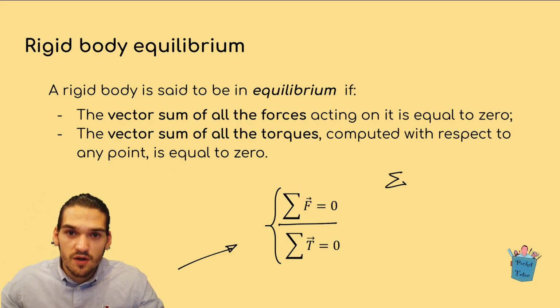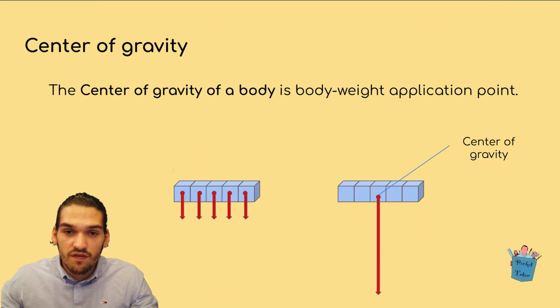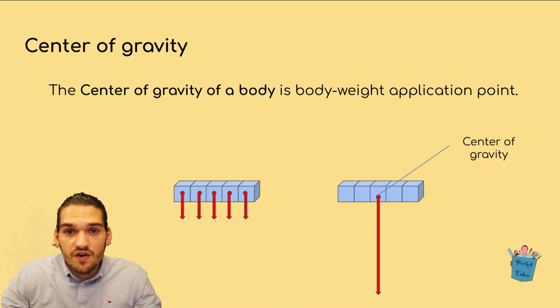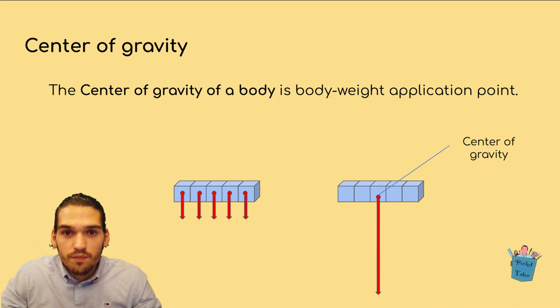Now, the last concept that I would like to introduce for today is the concept of center of gravity. The center of gravity of a body is the application point of its weight. Like in this case, let's consider having any given body of any given shape. Every body can be decomposed in small volumes, and every volume will have its own weight. When we then put together all the small volumes, the application point of the whole weight will be the center of gravity. And this is it for today.